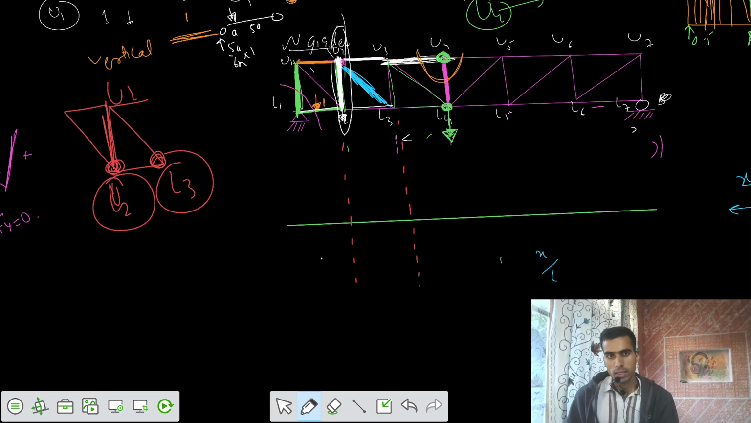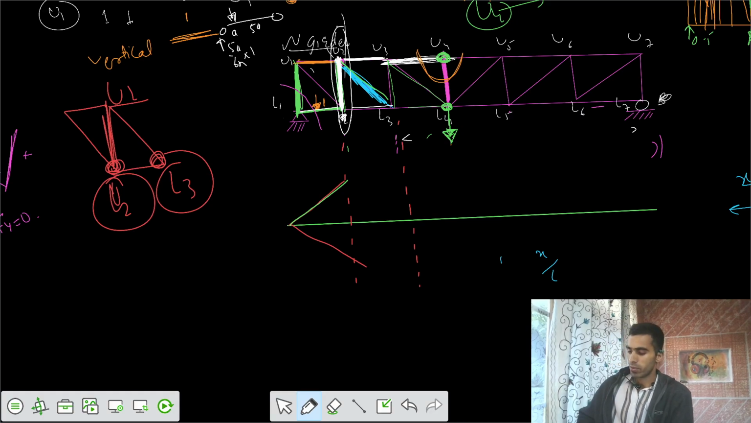Now the thing is whether the starting would be upwards or downwards. So for that, if you got the starting direction for the diagonal members, then for these it is the inverse. For these we have the inverse of that.